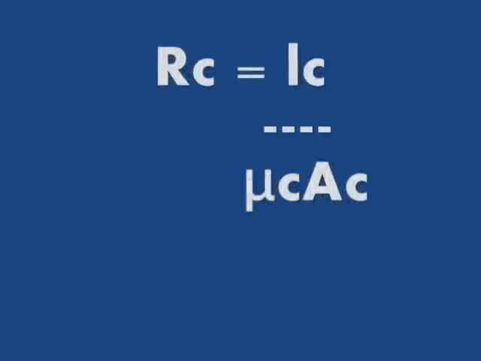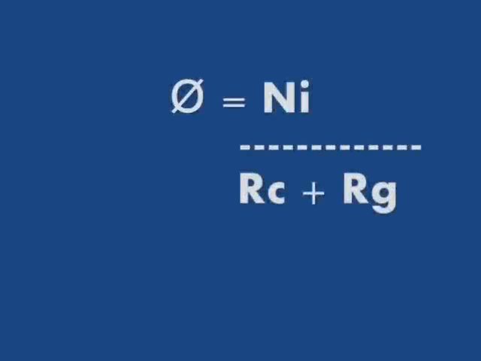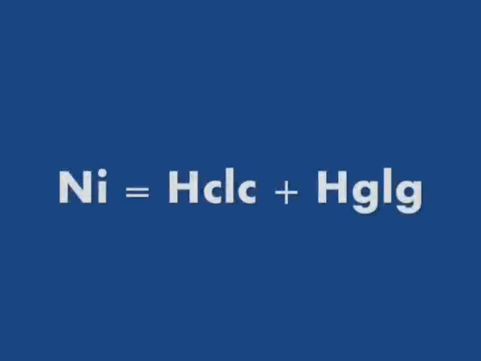Rc equals Lc over mu c Ac. Rc represents the reluctance of the core. Rg equals Lg over mu 0 Ag. Rg represents the reluctance of the air gap, and mu 0 is a constant. Then we will get flux equals Ni over Rc plus Rg, and Ni equals HcLc plus HgLg, where L is the length of the core for Lc and the air gap for Lg.